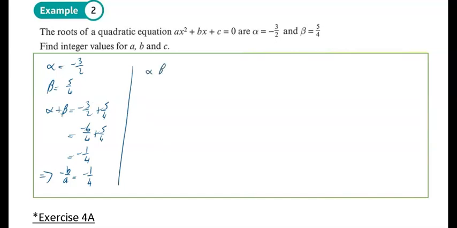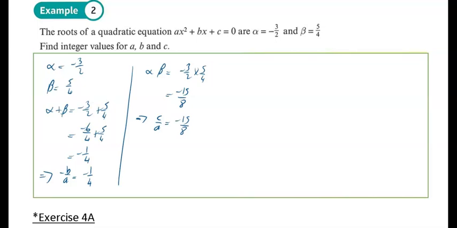Okay, so we're already some way there to doing this question. Let's look at alpha beta. So the product of our roots is equal to minus 3 over 2 times 5 over 4, which is going to be minus 15 over 8. So that tells me that c over a is also equal to minus 15 over 8. So you've got your minus b over a, you've got your c over a.